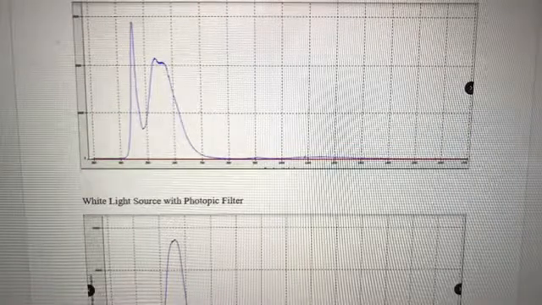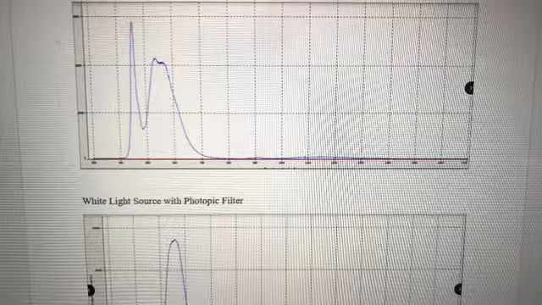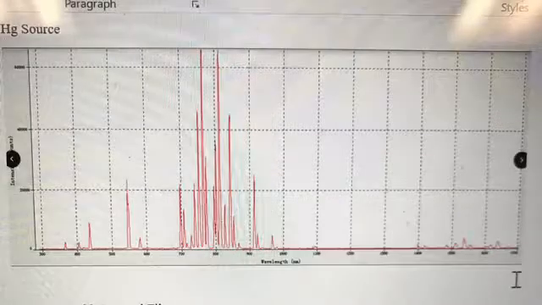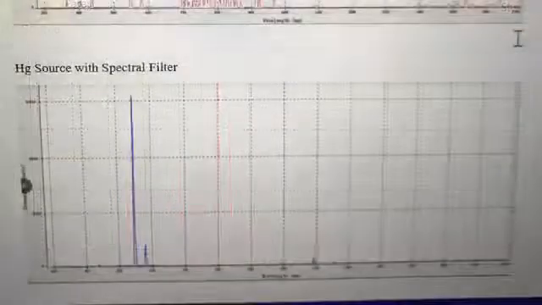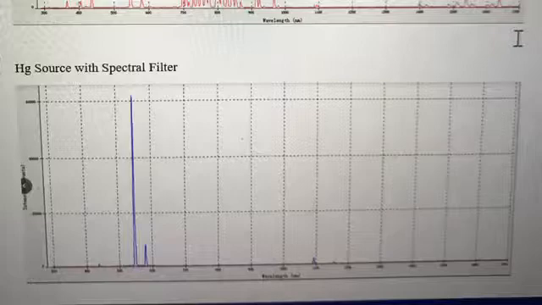Next, we looked at a continuous spectral source and line source, both with and without a spectral filter, in order to understand how photopic response affects discrimination of wavelengths. From these charts, we can see that both sources were emitting light at wavelengths beyond the visible spectrum. We knew that this was true because when we added the filter, those wavelengths disappeared from the chart.